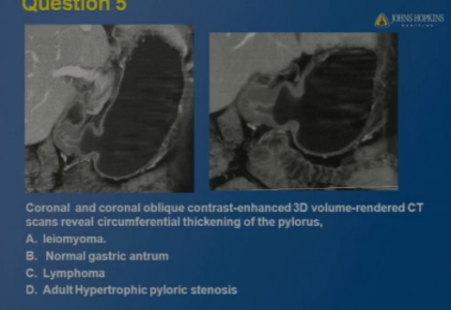That brings us to our fifth question. These are the coronal and coronal oblique contrast enhanced 3D volume rendered CT images demonstrating circumferential thickening of the pylorus. So this patient has A, leiomyoma, B, normal gastric antrum, C, lymphoma, D, adult hypertrophic pyloric stenosis. And the time starts.